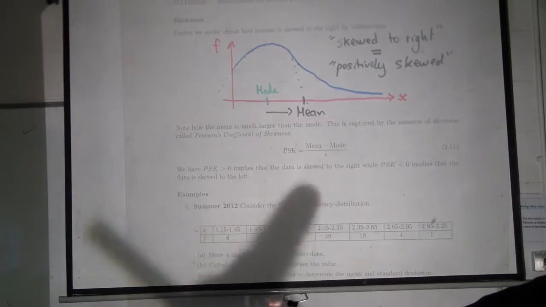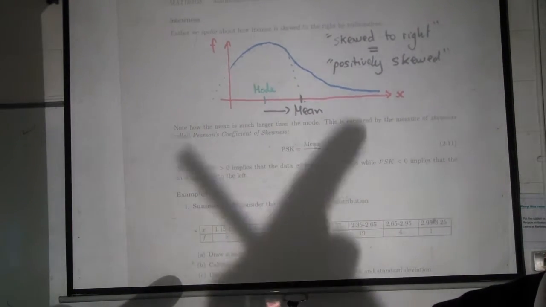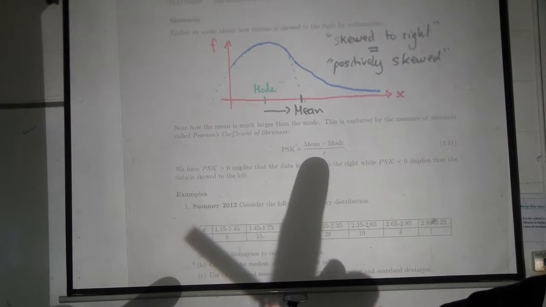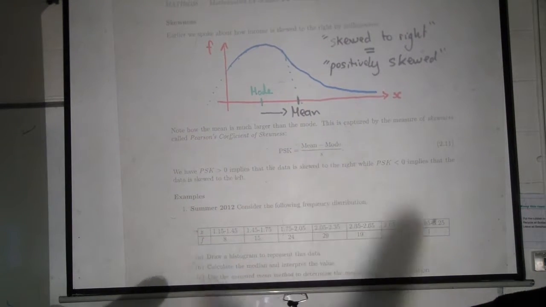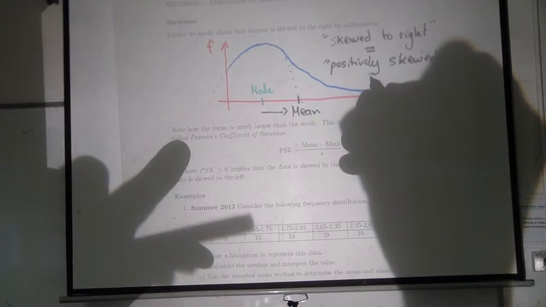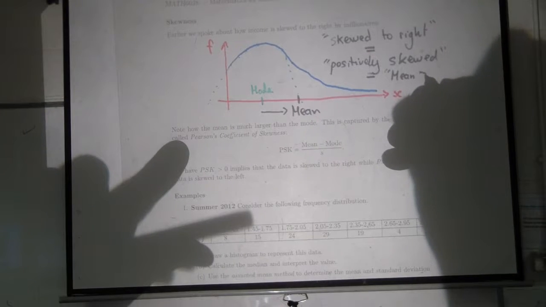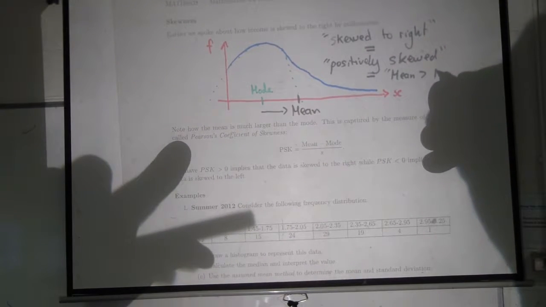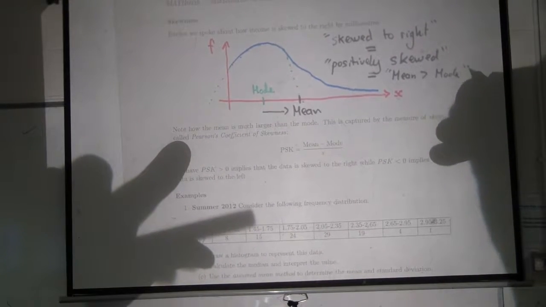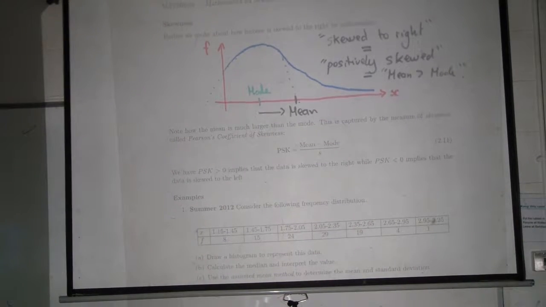So positively skewed means the same thing, but what it means is this thing is positive. Positively skewed is the same thing as saying that the mean is bigger than the mode. And this coefficient then becomes positive. And how is the mean bigger than the mode?